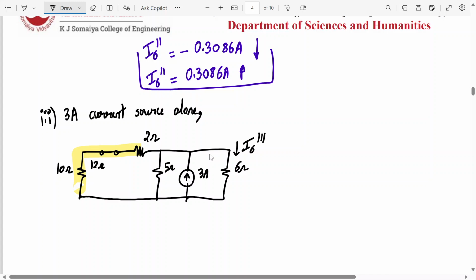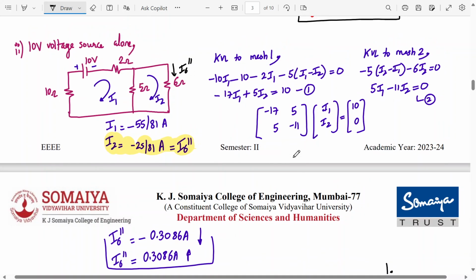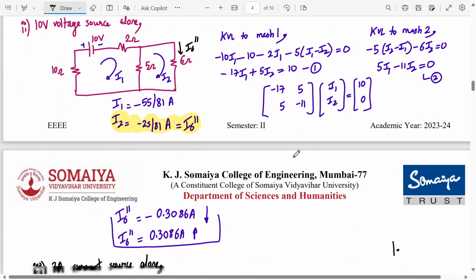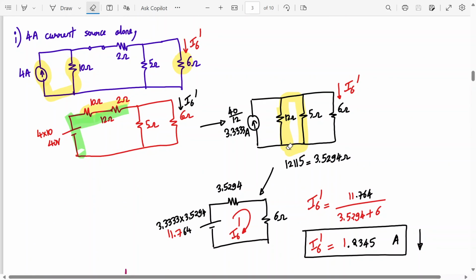Sir, yes. I am getting I6 double dash as 0.44. How? I applied source transformation. Okay, anyone else got 0.3086? Yes, sir. I2, I am getting minus 0.308. Okay, so that's correct. You check whether the source transformation values are correct or not. It must be a mistake over there. Because here I am getting the same answer as one of the students, so this is correct. Okay, I6 dash is correct now for all.